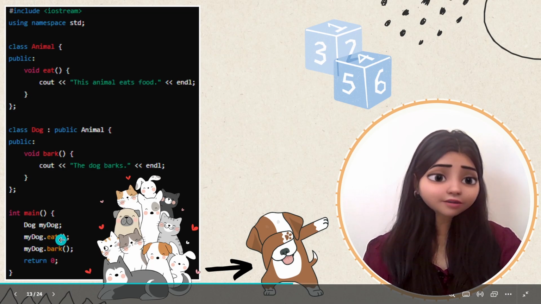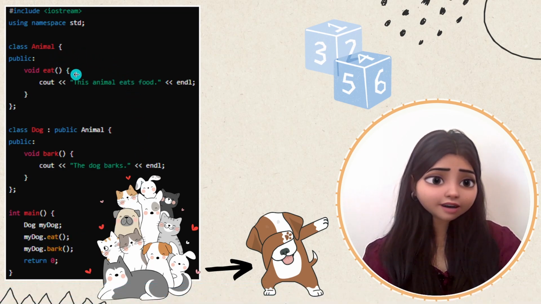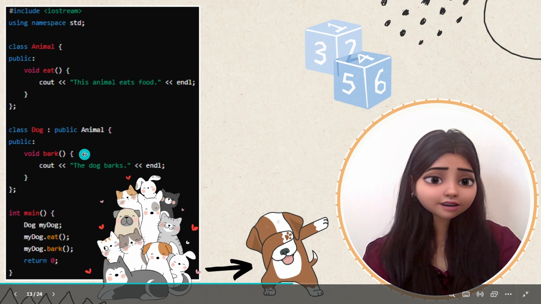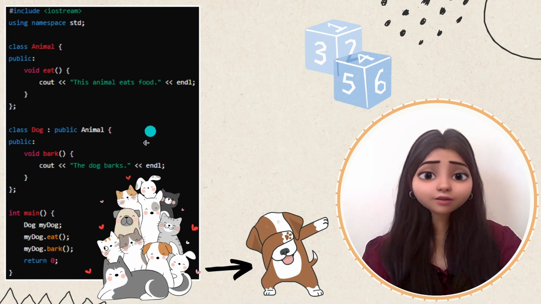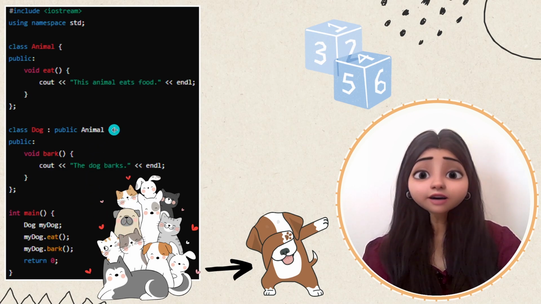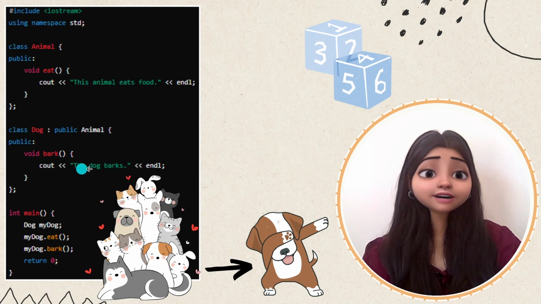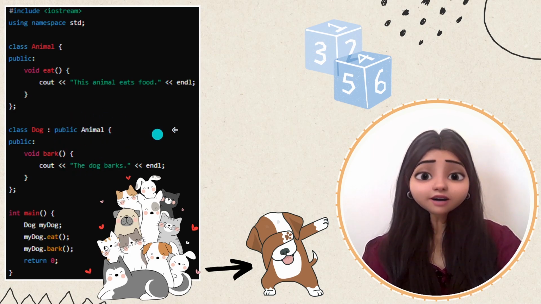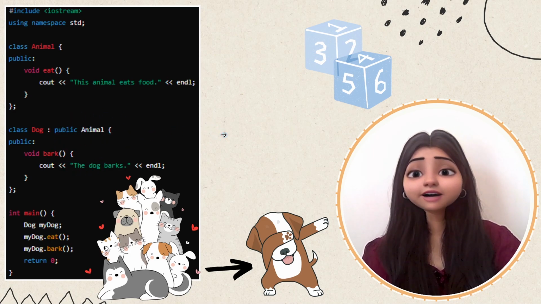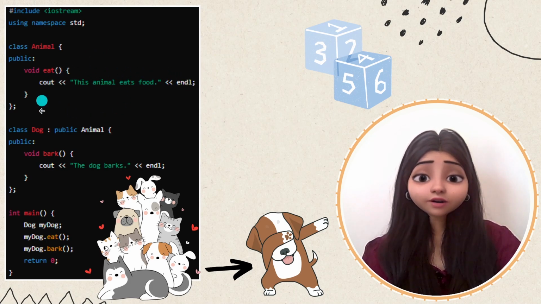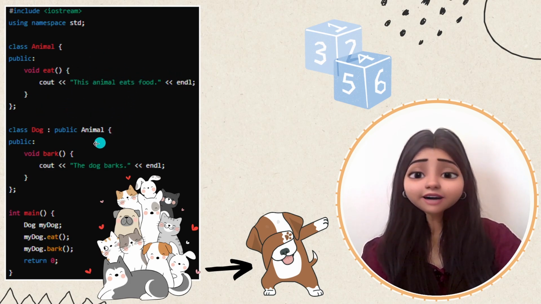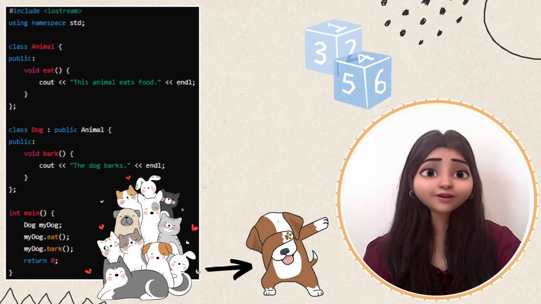So here the eat method is inherited from the animal class and the bark method is defined in the dog class itself. This example demonstrates inheritance by allowing the dog class to reuse the eat method from the animal class while adding its own bark method. The dog class inherits from animal class. This means dog can use the eat method from animal and it can also have its own method bark. Inheritance is useful because it allows code reuse and makes your code more organized.